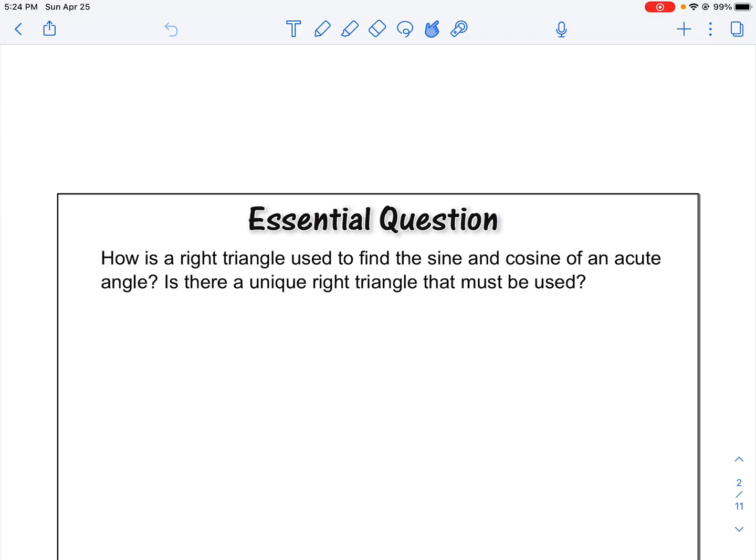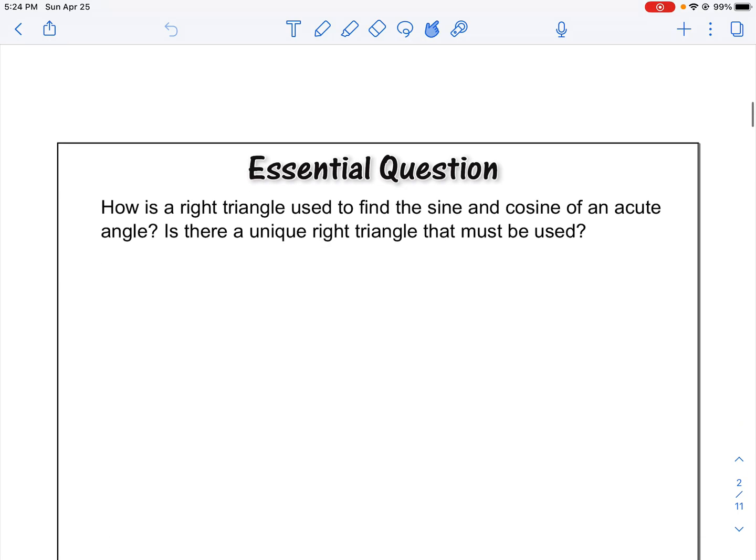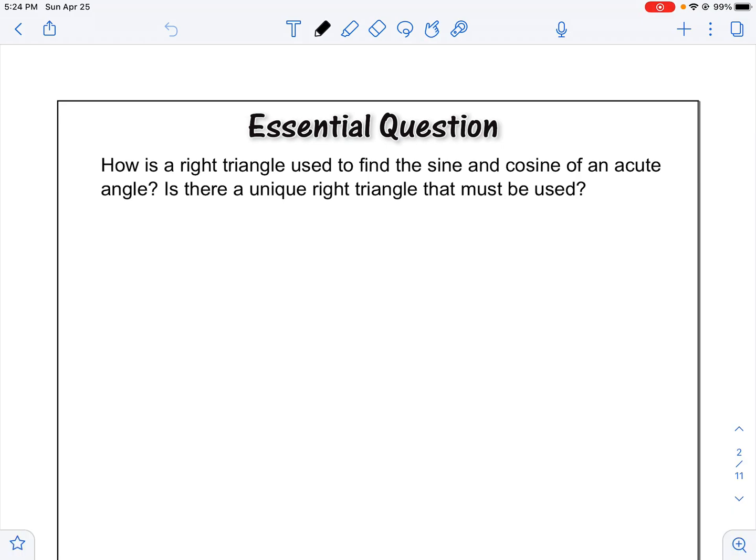Hello everyone, we're going to be looking at section 9.5 today for Big Ideas Geometry. And the main emphasis of this video is sine and cosine.